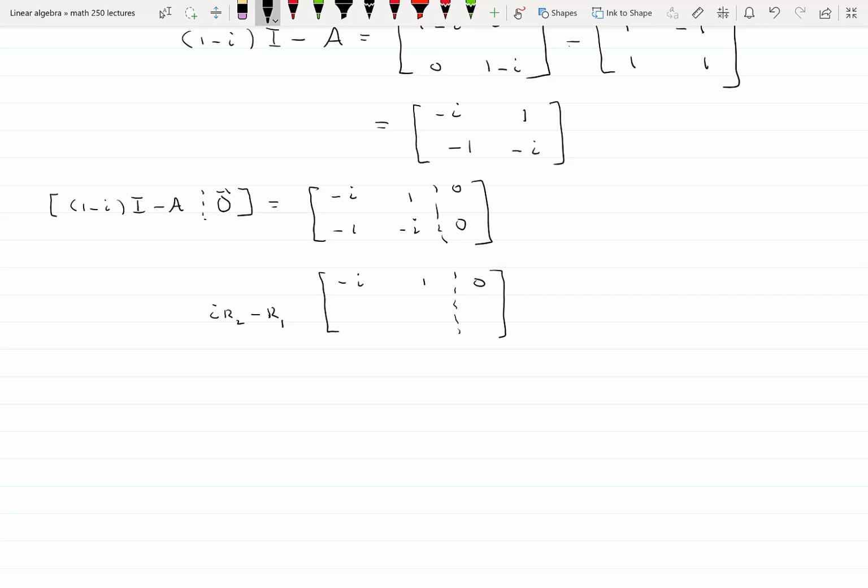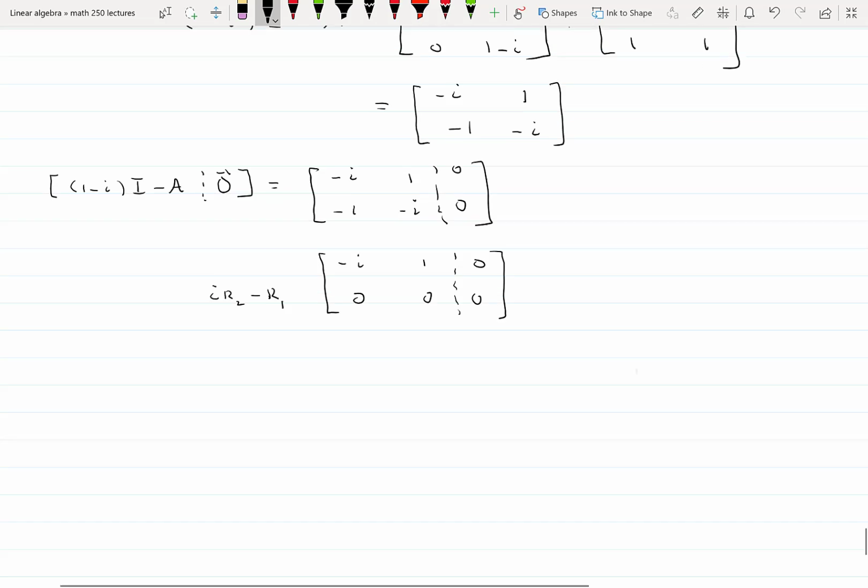Okay, so I times row 2. I times negative 1 is negative i. Subtract negative i, that gives us 0. So i times negative i is 1. Minus 1 is 0. I'll state that again. i times negative i is negative i squared, or positive 1, minus the 1 that's in row 1 is 0. So we get zeros. We get a 0 row again.